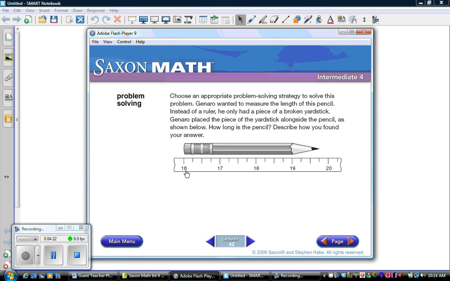Okay, so we can't start at 0, but we can put it at a whole number and count the whole inches. So we start here. Here would be 1 inch, 2 inches, 3 inches. Now we've got 3 1/4, 3 2/4, or 3 1/2, 3 3/4 inches. So his pencil is 3 3/4 inches long.